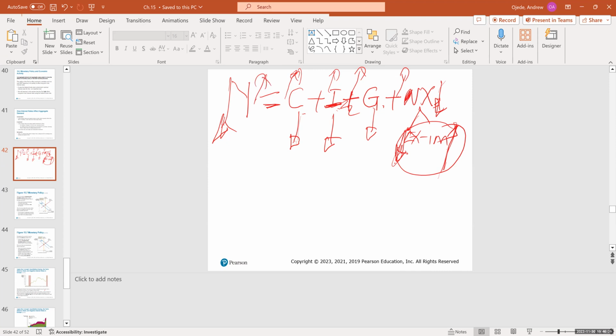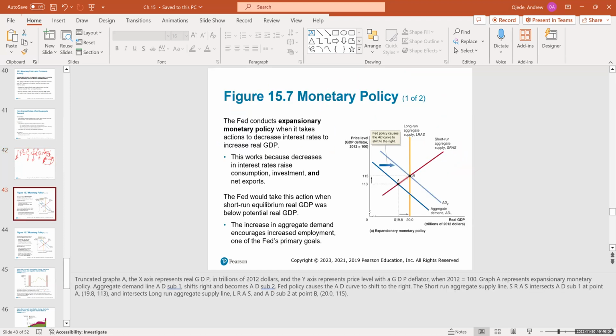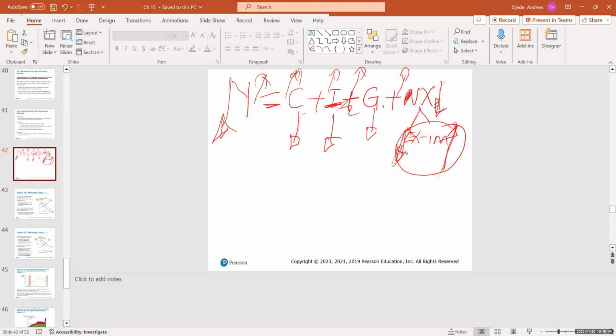So now we can link what the Fed does to what we talked about in chapter 13, the aggregate demand, aggregate supply model. Because remember, when you write the equation like Y equals C plus I plus G plus net exports, this is a macroeconomic equilibrium. That's why we call this equation the national income identity.